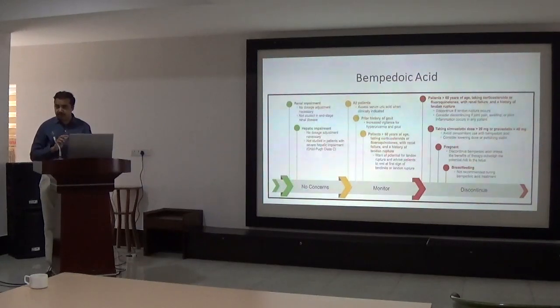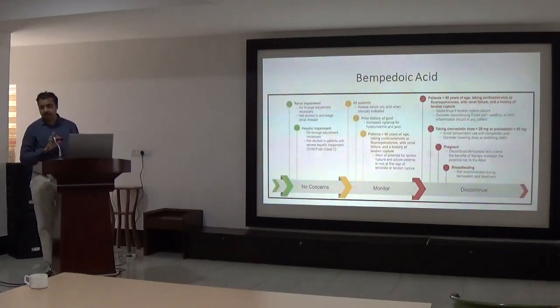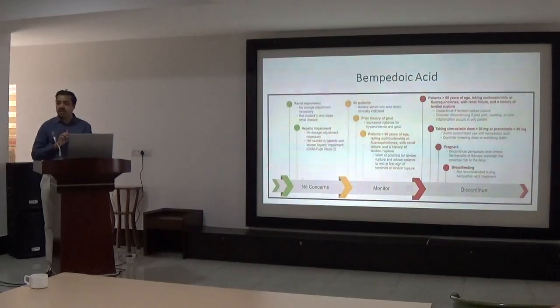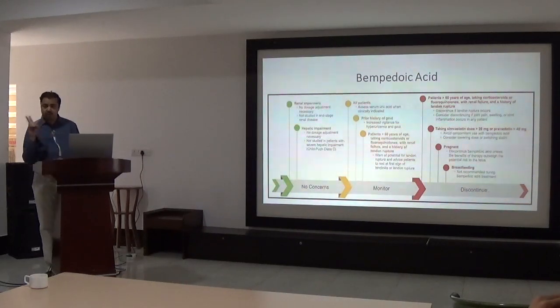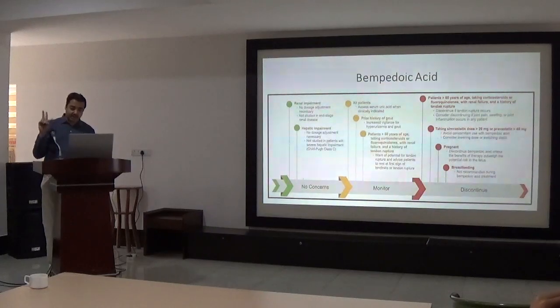But there are side effects with bempedoic acid also. Bempedoic acid makes the patient prone to hyperuricemia, and we need to be vigilant in patients who already have gout. It also makes the patient prone to tendon rupture, especially in patients who are elderly, who are taking corticosteroids or fluoroquinolones, or who have renal failure. That needs to be kept in mind. There are two side effects: one is hyperuricemia, one is tendon rupture.